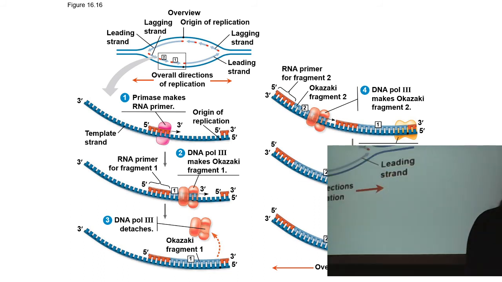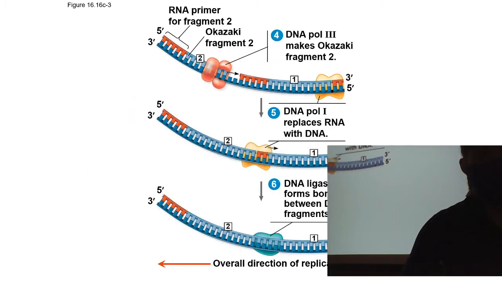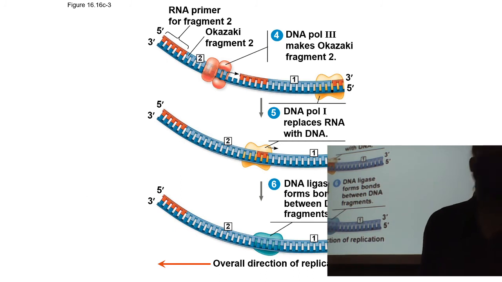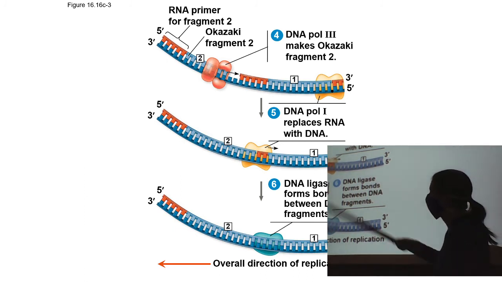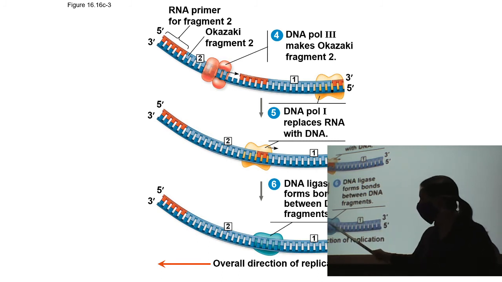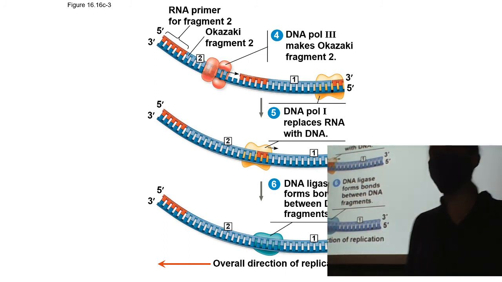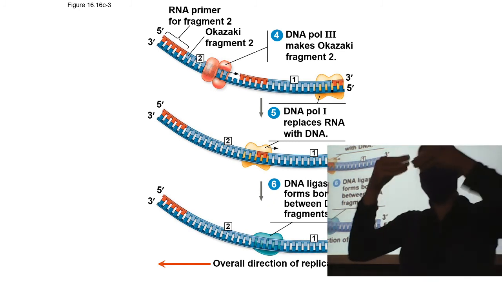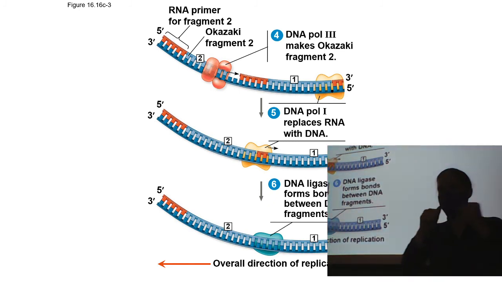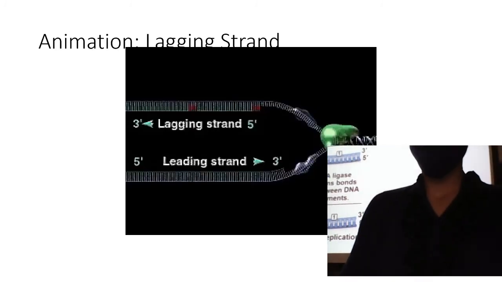It's hard to see here. Let me make it bigger. There. Between those fragments, there's a break right here. So you'll build DNA right here, you'll build DNA right here, and there'll be a break there. This enzyme called DNA ligase fuses those together. So the lagging strand gets put together into one big piece. We're okay with this?